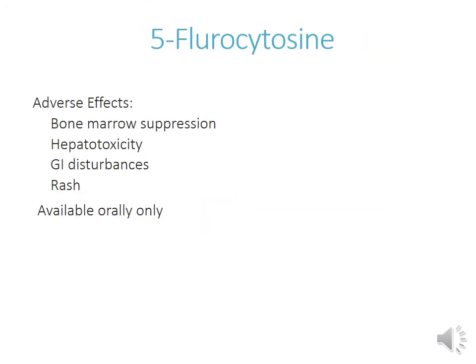Because it's affecting DNA synthesis in the fungal cell and it's not 100% selective for those cells, it affects us as well. And so this is where you can see things like bone marrow suppression, hepatotoxicity, and then GI disturbances and rash. And this one is available oral only. So again, if you're treating a patient who, say, was a hem-onc patient who's receiving active chemotherapy and they're already having bone marrow suppression from that, this could potentially even worsen that even further. So it's another drug interaction to keep in mind.